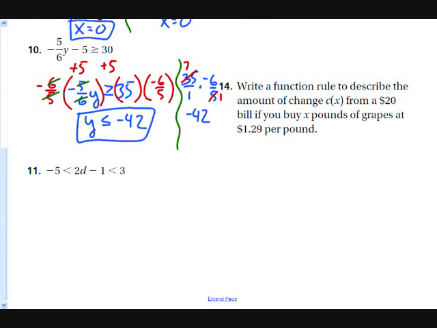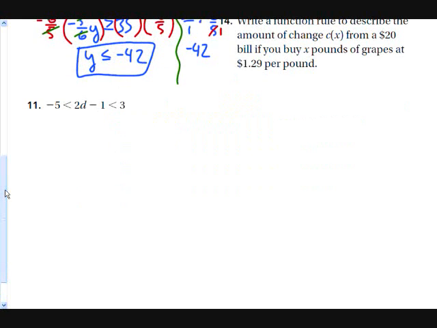For number 11, this is a compound inequality. And essentially what I'm doing here is solving two inequalities, but I'm going to do it simultaneously, at the same time. In other words, if I got rid of this portion, I would solve this inequality by adding the 1 and then dividing by the 2. But if I crossed this out and just looked at this inequality, I would do the same thing. I would add 1 to each side and then divide by the 2.